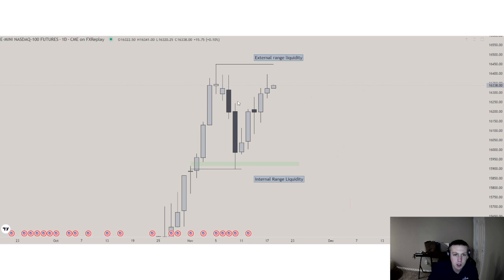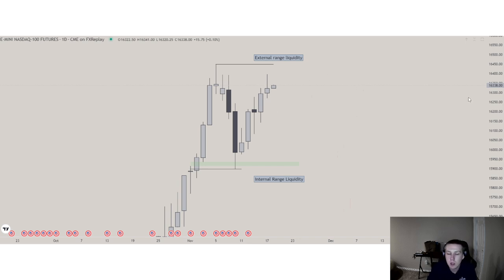Now we have come back down into this internal range liquidity. Price now changes state delivery within this fractal here. So right now, at this point in time, we are pretty bullish. We want to see this high be the draw on liquidity. We know it's more likely that we're going to head to this high than we are to head back down to these lows. So therefore, we are going to be looking for more longs within this area.